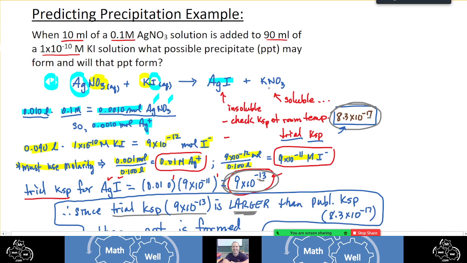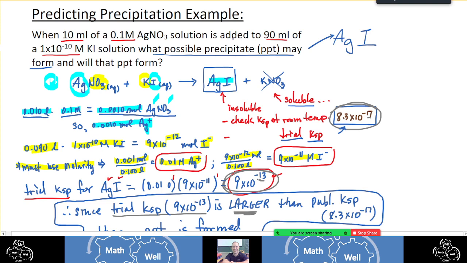Now, again, nitrates are always very soluble. So this is not going to be the possible precipitate. If you look on your solubility rules, silver iodide is fairly insoluble. It has a KSP number. On the rules, it'll say that this is fairly insoluble. So you'll be able to determine that this is the one that you want to focus on. So the answer to the first question, what possible precipitate may form? Well, that possible precipitate is AgI. That's silver iodide. Now the second part of it is the big part of it.